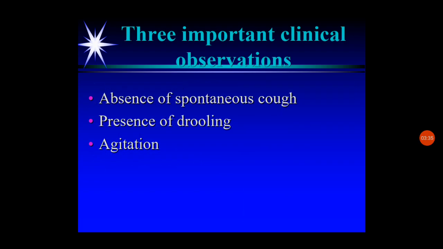There are three other important clinical observations. There will be absence of spontaneous cough. The child will not cough spontaneously; we have to ask the child to cough, and only then will the child be able to cough. Then there will be presence of drooling, and agitation. The child will be very much distressed and agitated.